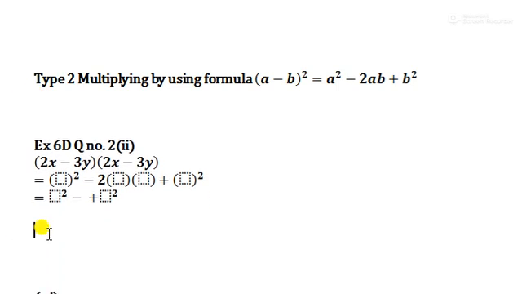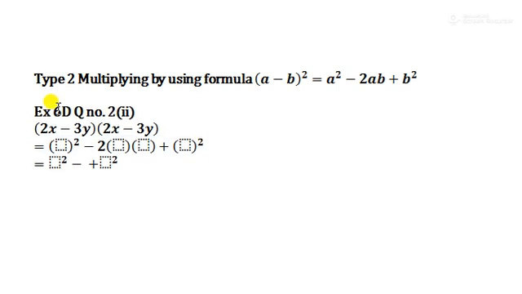So exercise 6D, question number 2 says that we need to find basically the product, okay, of (2x minus 3y) and (2x minus 3y), okay. So it is of the form a minus b. Here also a minus b, so (a minus b) into (a minus b) is nothing but (a minus b) whole square. And we have got a formula.